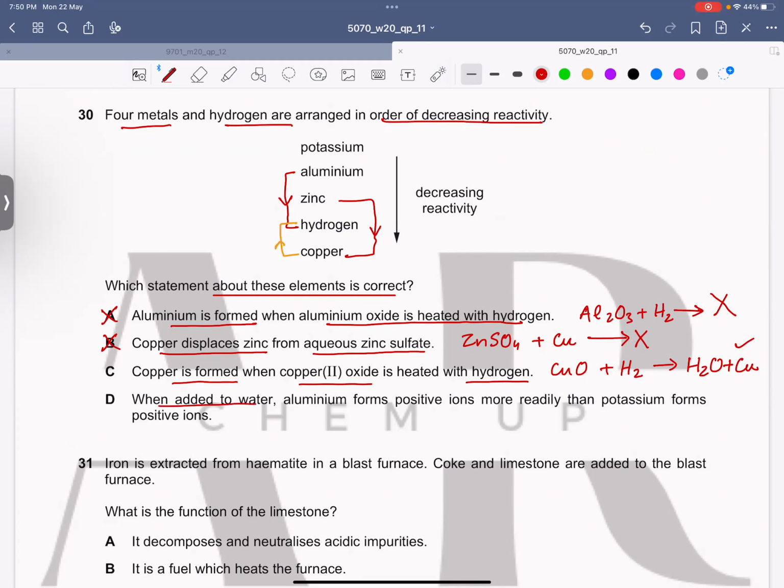When added to water, aluminium forms positive ions more readily than potassium forms positive ions. No, potassium is more reactive, aluminium is less reactive, and aluminium forms a protective layer of its oxide instead of releasing ions. So D goes wrong, and C is the correct answer.